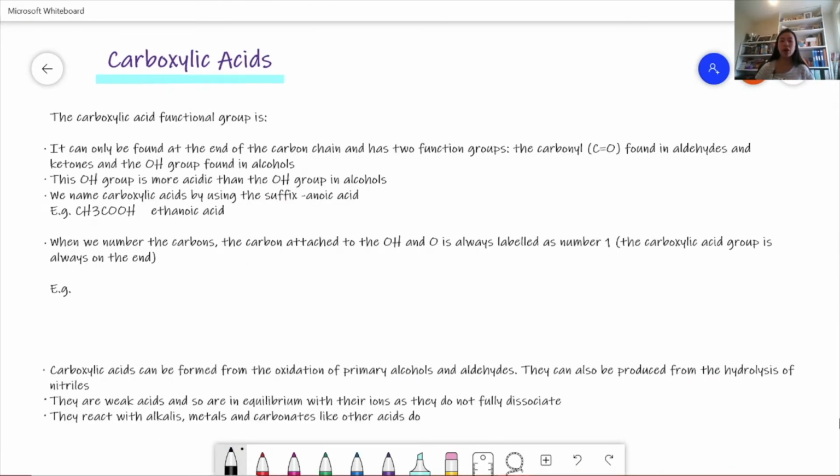Now I'm going to introduce carboxylic acids. The carboxylic acid functional group is this C double bond O, OH. It can only be found at the end of a carbon chain, and it has two functional groups, as you can see. It's got the carbonyl group, which is the C double bond O, found in aldehydes and ketones, and it's also got the OH group found in alcohols. This OH group is more acidic than the OH group in alcohols. We name carboxylic acids by using the suffix enoic acid. For example, for a carboxylic acid with two carbons, we call it ethanoic acid.